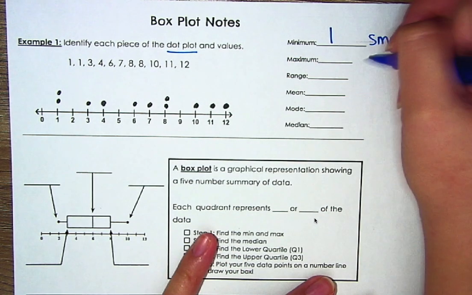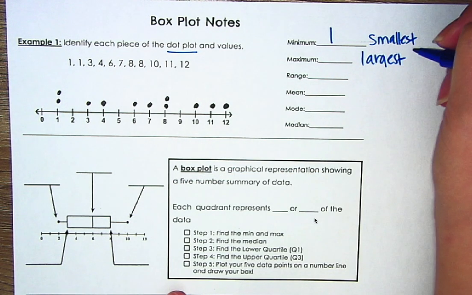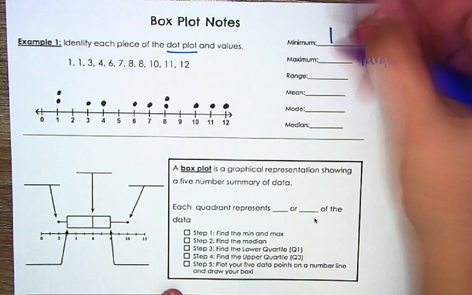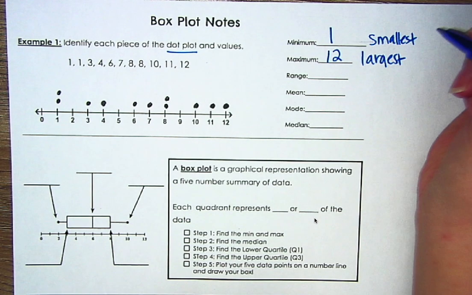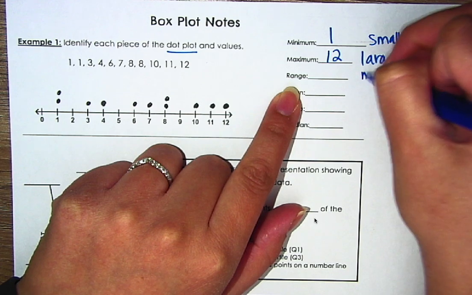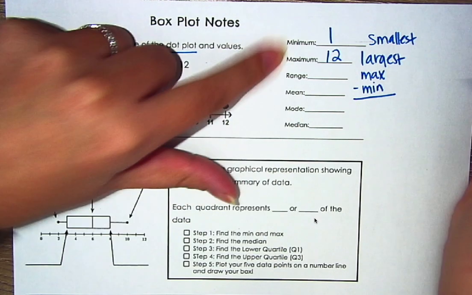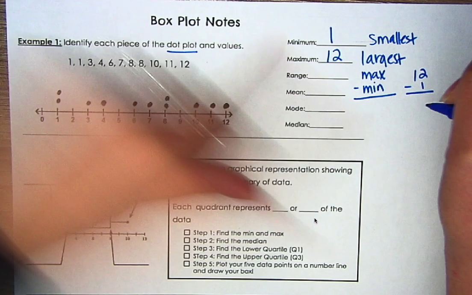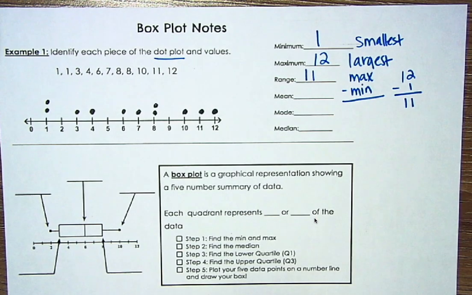My maximum is the largest number. The maximum, so the largest number over here in this data is 12. So I'm plugging in 12. My range. Range, how you find that is you're subtracting your maximum minus your minimum. So I'm subtracting these two numbers here, subtracting 12 minus 1, and that's going to give me my range. So my range is 11.